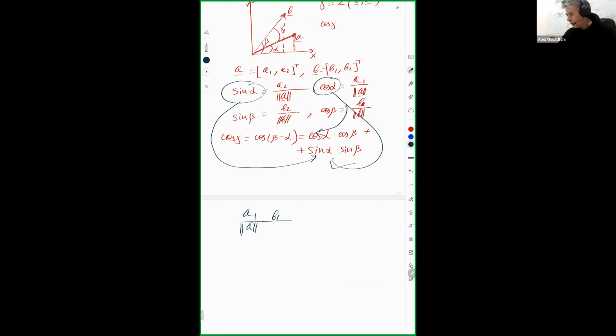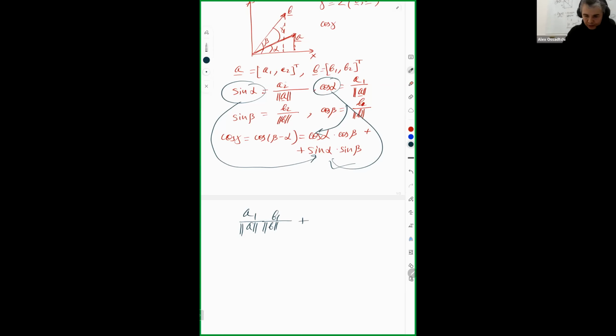So let me take a look. I have a note here. So it's b1 by the absolute value of b, right? So it's cosine of alpha multiplied by cosine of beta. So this guy multiplied by this, right?